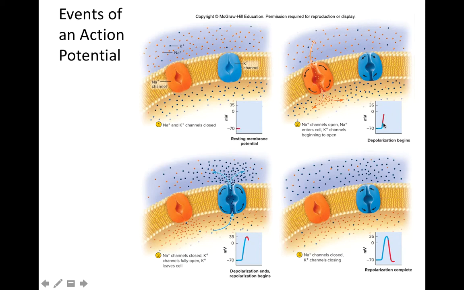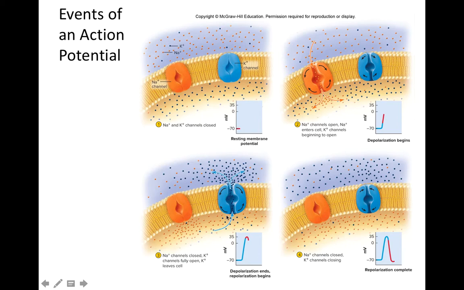If we hit threshold, they both begin to open. Sodium is fully open immediately. Sodium is going to start flowing into the cell, and it's going to drive the potential up. So we're going to get to 0, we're going to go past 0, and we're going to end up all the way up here at 35. That is going to cause then our sodium channels to close up. They're going to be inactivated here.